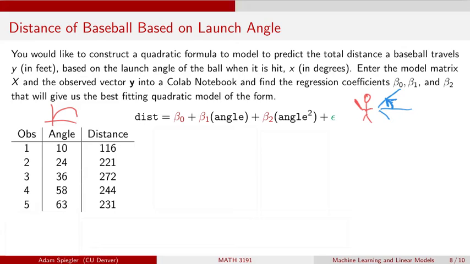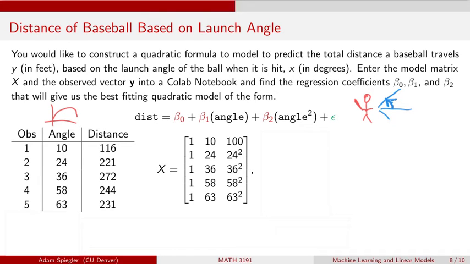So now our model has three regressors: beta 0, beta 1, and beta 2. Beta 0 is the intercept, beta 1 is the angle, so that's going to be values like 10, 24, 36, 58, and 63. And then we also have a variable which is the angle squared. So that's going to be like 10 squared, 24 squared, and so on. So now we just have a different model matrix that we need to work with, where we have three different coefficients, so we should have three different columns.